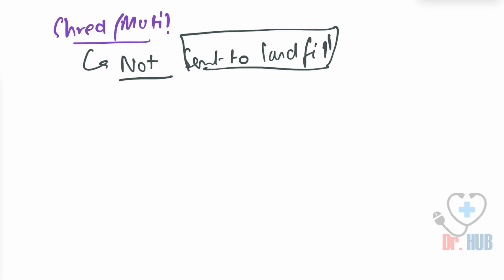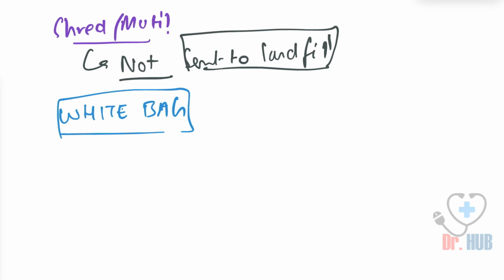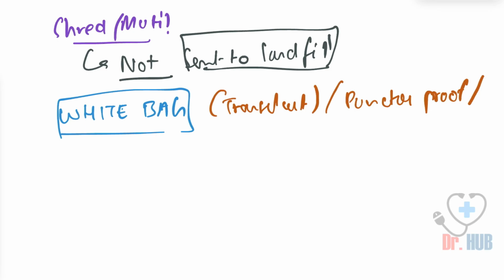Then we move on to the white bag. So what happens in the white bag? The white bag is translucent. It is puncture proof as well as leak proof. It includes waste sharps, including metals.